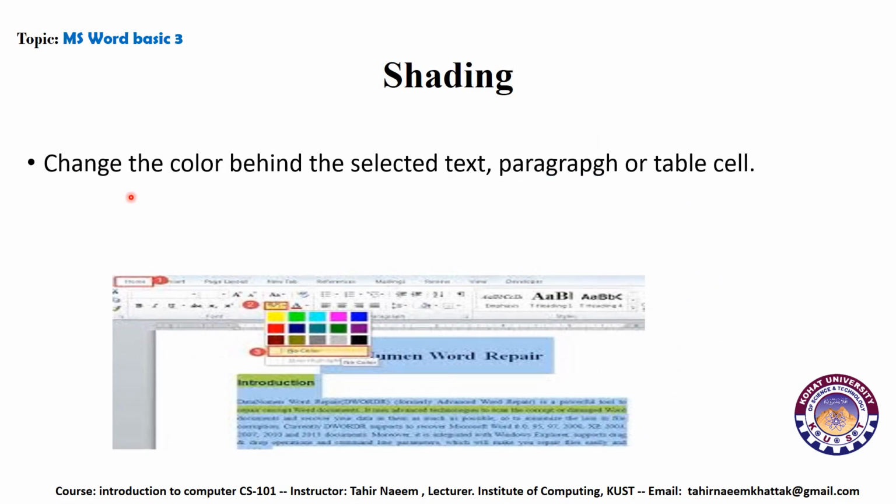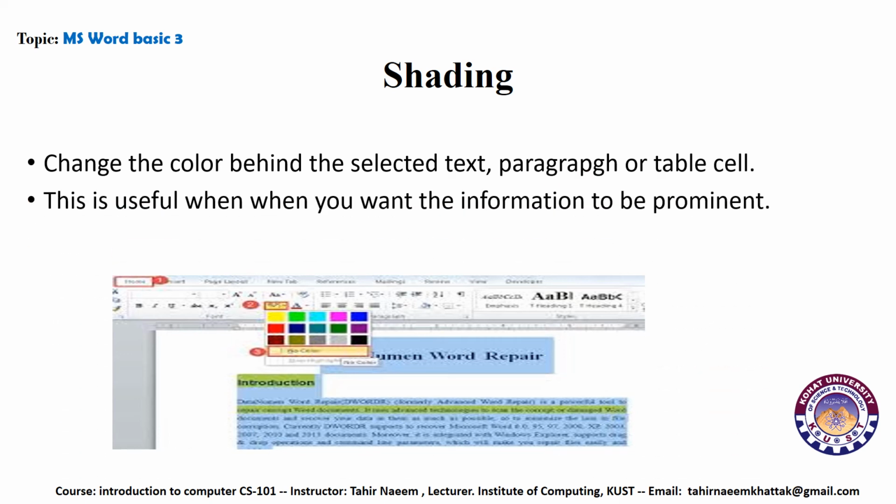Shading changes the color behind the selected text, paragraph, or table cell. So basically if we select shading, we can give the selected text, paragraph or table cell a background color. This is useful when you want information to be prominent. So here I will select this and apply shading. Different colors are available to me, and I will select one color according to my requirement.